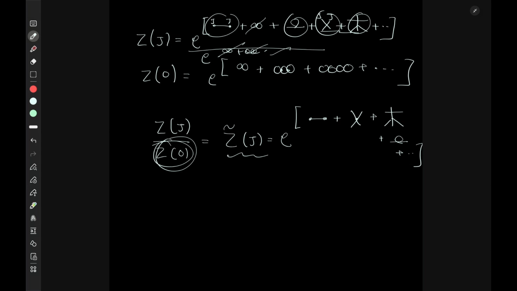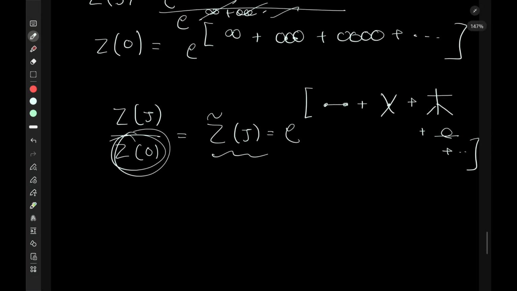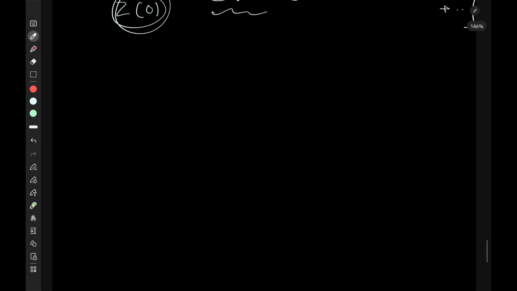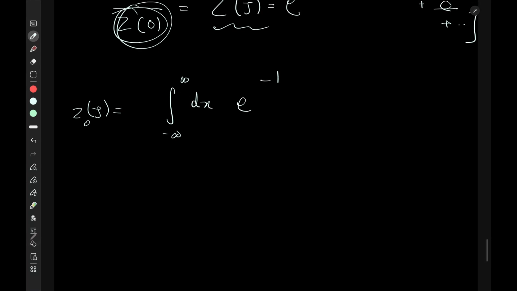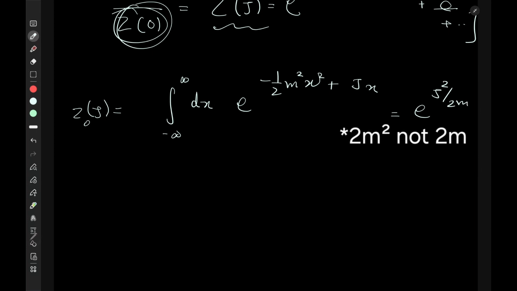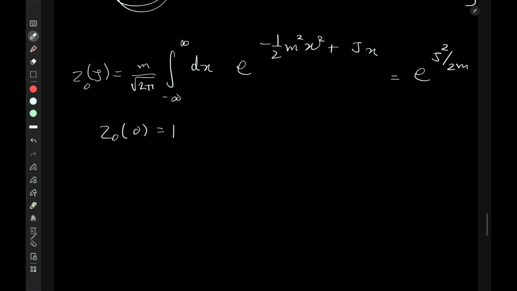So let me just summarize what I have done. I had this integral which I knew how to solve, Z naught of J, and I will also make some QFT references now. It is the integral of e to the power minus half m squared x squared plus Jx. I knew how to solve it. It was e to the power J squared by 2m. Also there was an m by root pi here, so that Z naught of 0 is 1, the normalization.